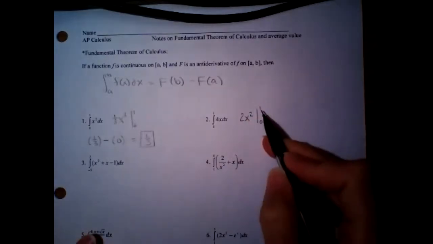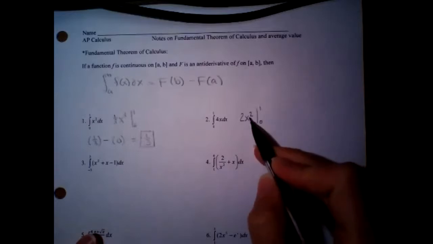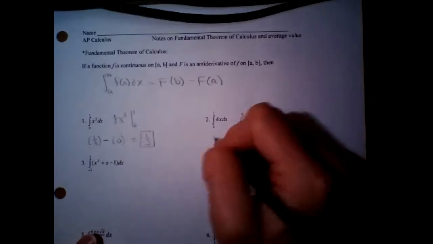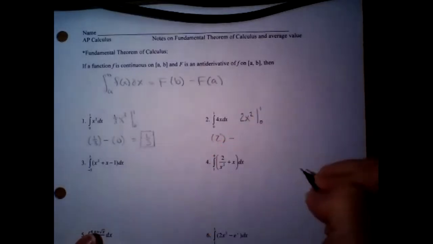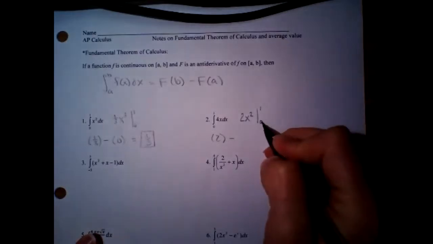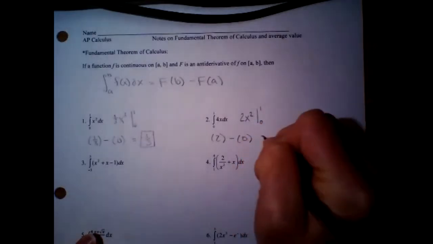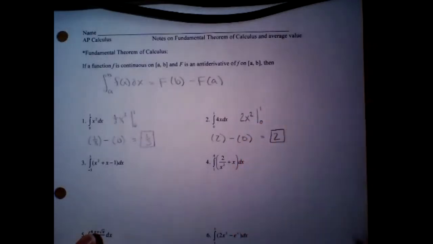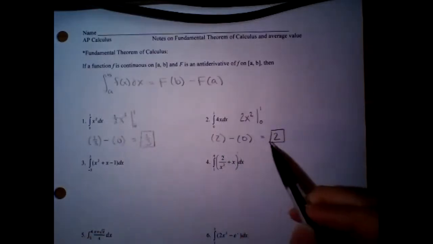So upper boundary minus lower boundary. If we plug in 1, 1 squared is 1 times 2 is 2. Minus lower boundary, now if you plug in 0, you're going to just get 0. And so that answer is 2. So the area under that graph from 0 to 1 is 2.